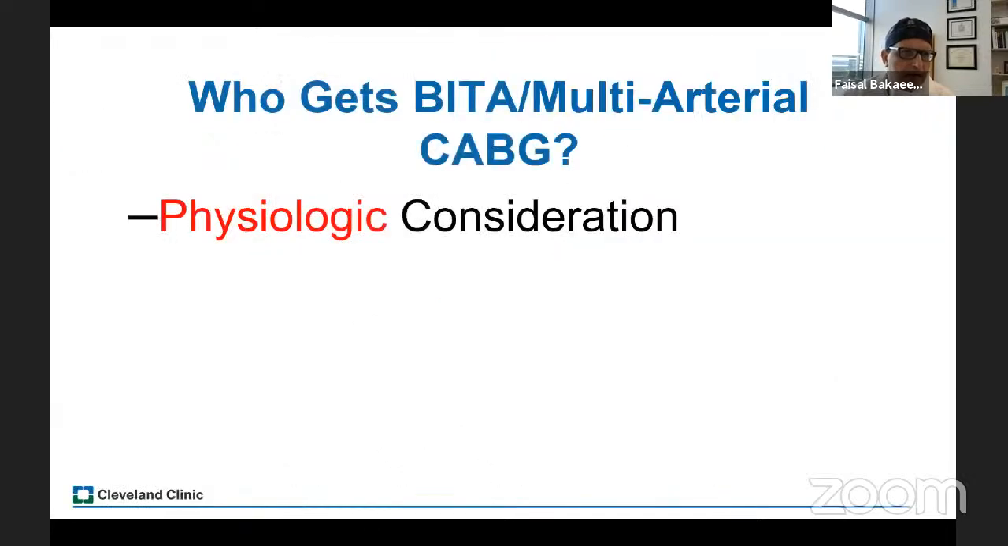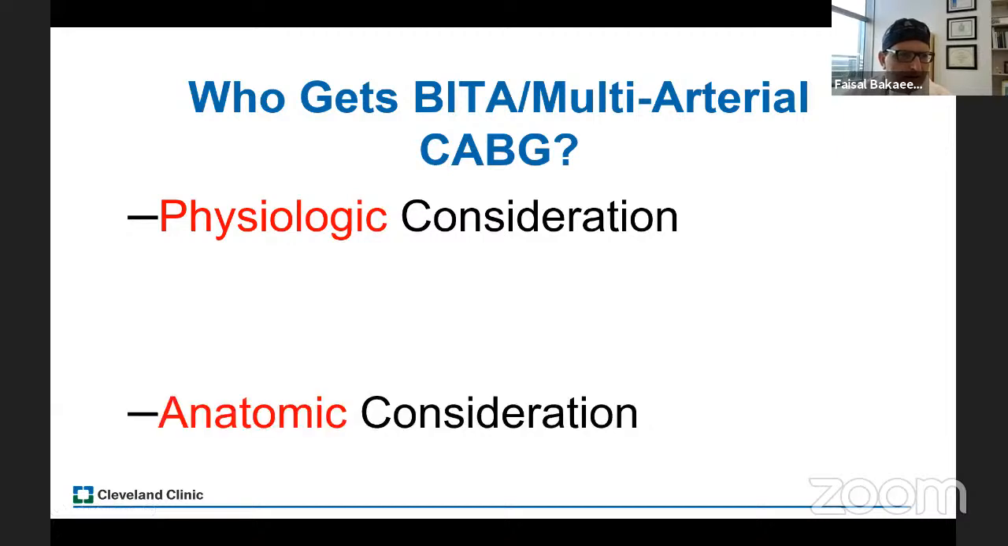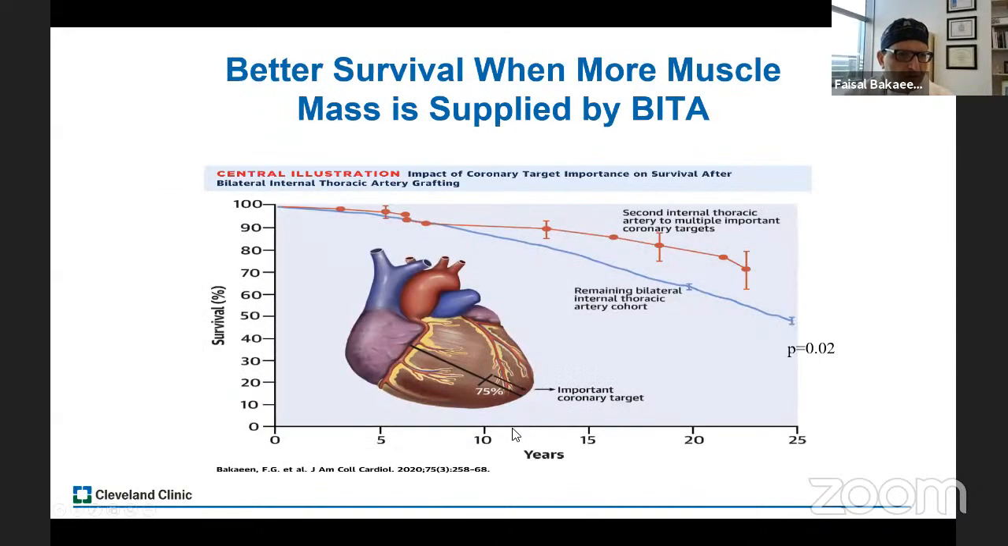So just to recap, who gets multi-arterial grafting? You gotta look at physiologic considerations. So if it's a young, robust patient, they should get multi-arterial grafting. And then you could look at the anatomic considerations. What do I mean by anatomic considerations? And this is a paper that I published in JACC. And you gotta choose a big target for your second arterial graft.